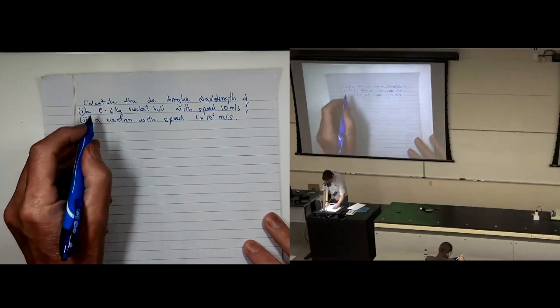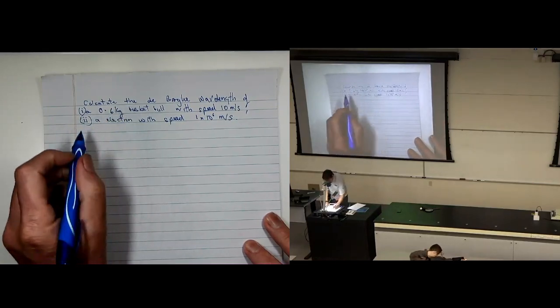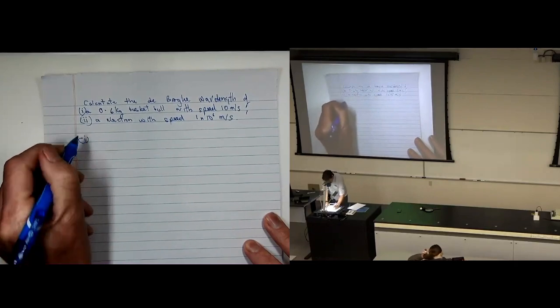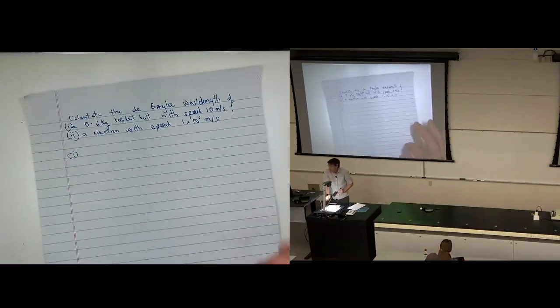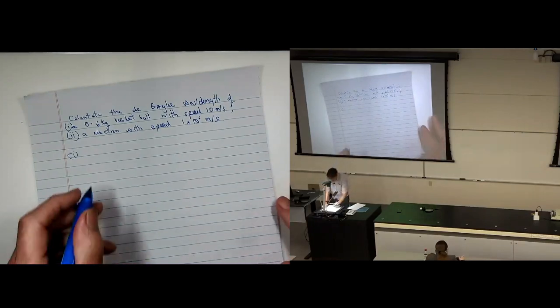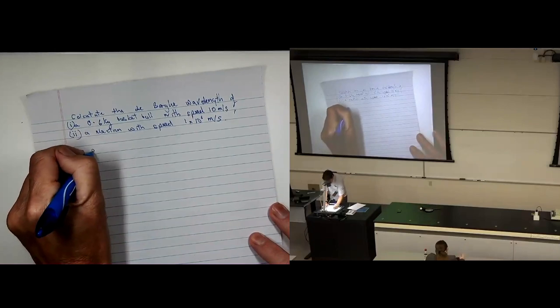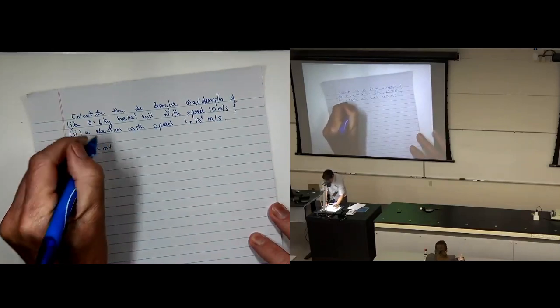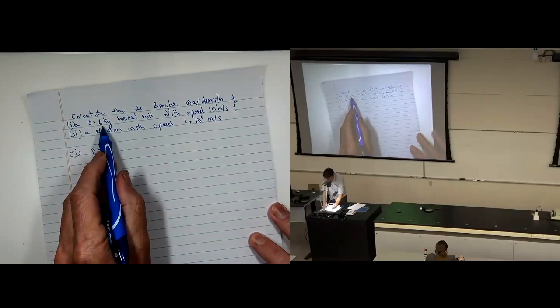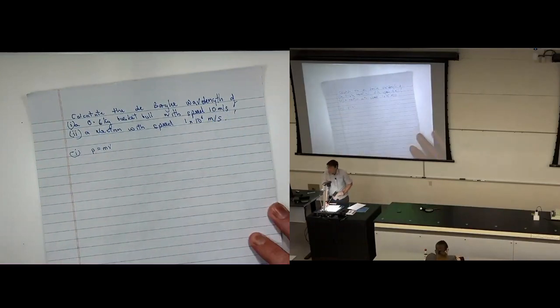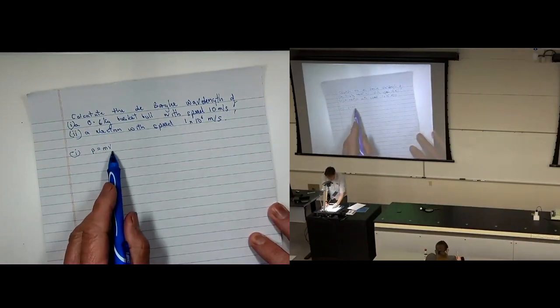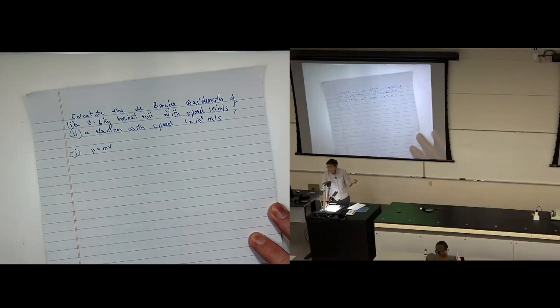So we want to know, part one here, the de Broglie wavelength of this basketball. Well, the de Broglie wavelength, lambda, equals Planck's constant divided by the particle's momentum. So first we need the momentum of the basketball that we're told has a mass of 0.6 kilograms and a speed of 10 meters per second. Well, the momentum of that particle is just mv.